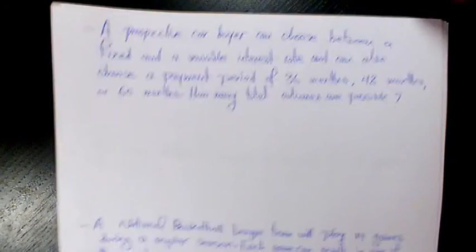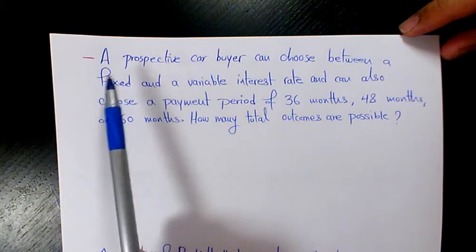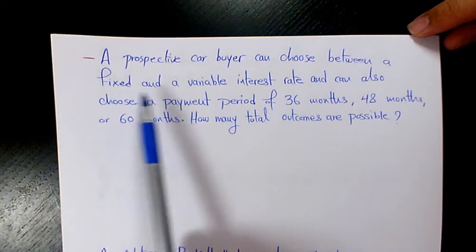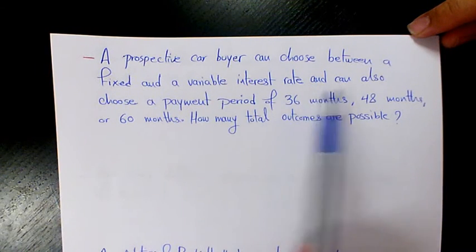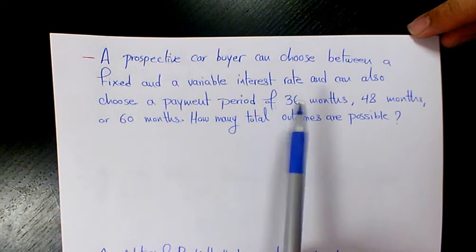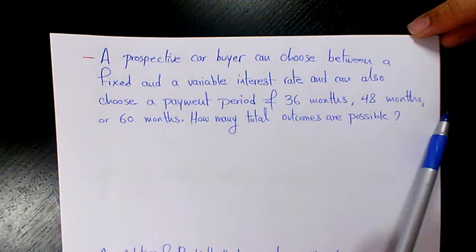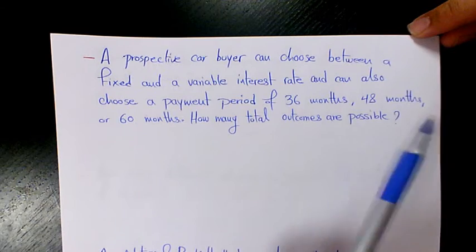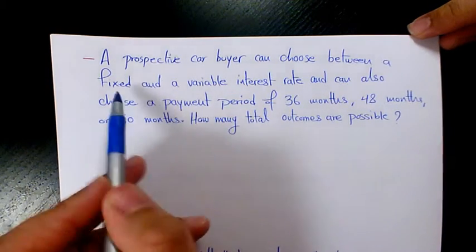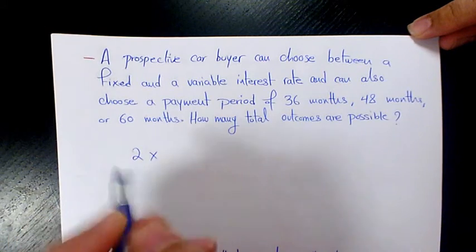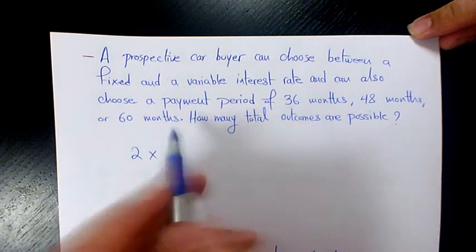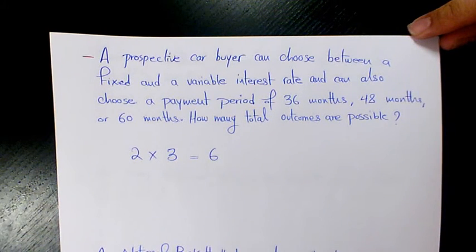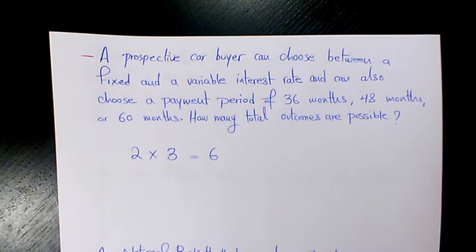Now let's see some more examples. The first one says a prospective car buyer can choose between a fixed and a variable interest rate and can also choose a payment period of 36 months, 48 months, or 60 months. How many total outcomes are possible? Fixed and variable gives 2 different ways, and based on the duration we have 3 different ways. So 2 times 3, we have 6 total possible deals.